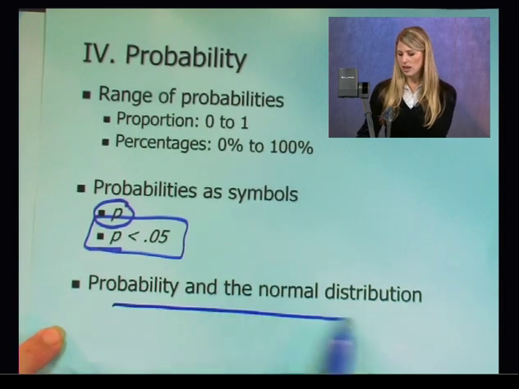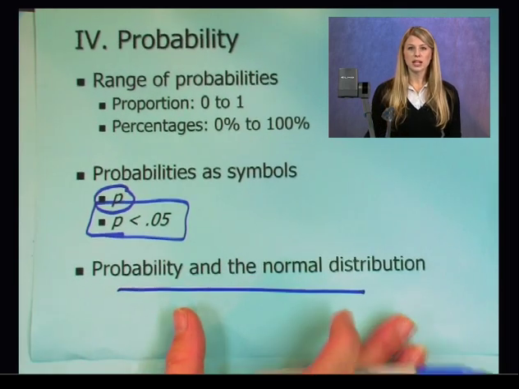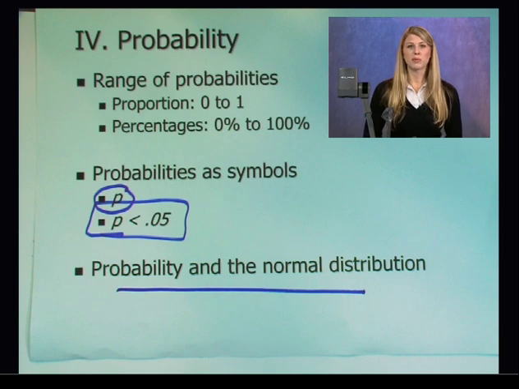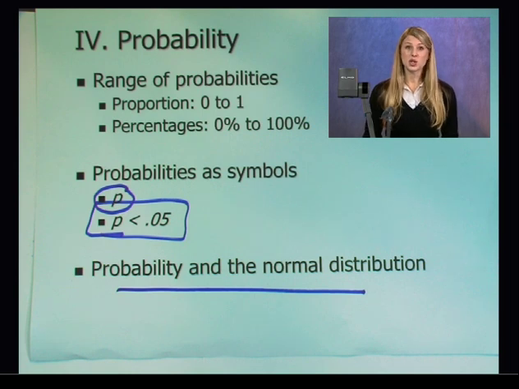And we're also going to make connections between probability and the normal distribution when we move on to the next lecture on hypothesis testing and making decisions about hypotheses, making decisions about a population based on a sample. We're going to use both probability and the normal curve together, what we know from that information, to draw conclusions about populations based on data we have from samples.